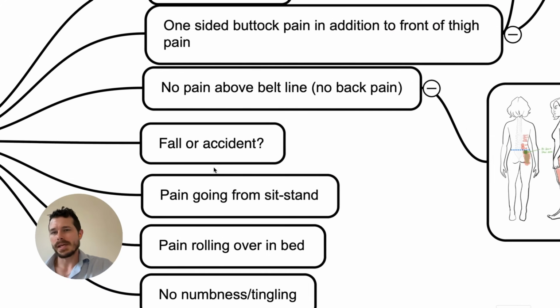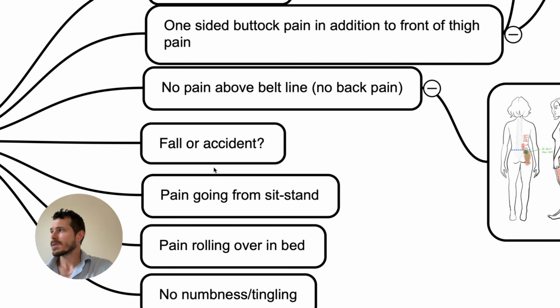Was there a fall or accident? The SI joint is questionable with regards to how much it moves. Some people say it's immobile. It's pretty much fixed in the pelvis, like a keystone is fixed in an arch. So oftentimes, trauma is required to cause this. So was there a fall or accident that caused your symptoms to start?